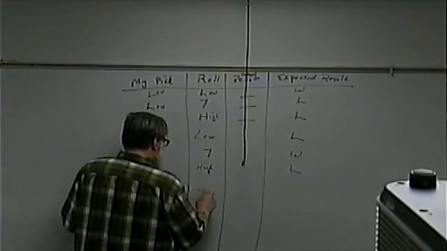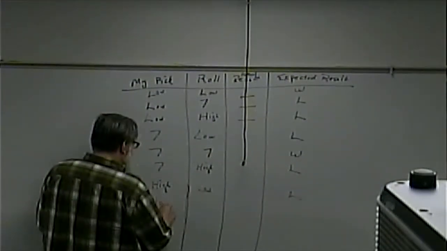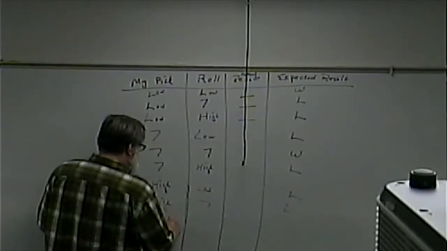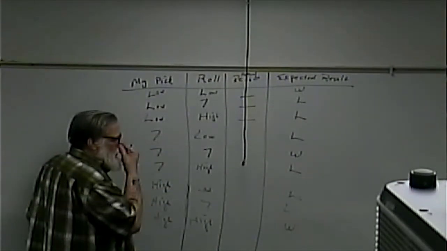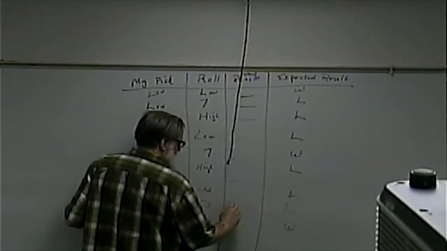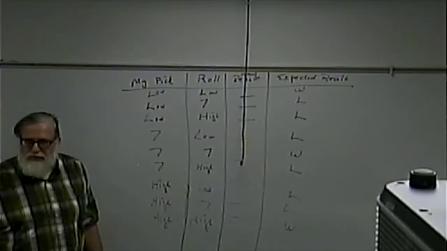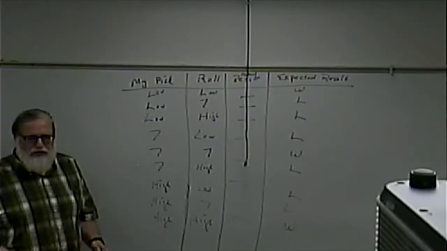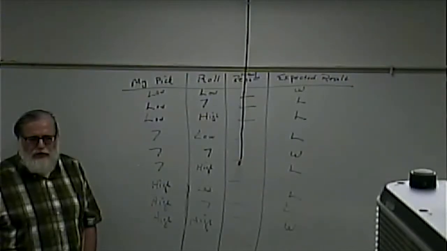If I pick high and there's low, I'd expect to lose. If I pick high and it's a 7, I'd expect to lose. If I pick high and it's high, I'd expect to win. So, do the results match up? If it matched up, then I could be pretty sure that it was correct. If it didn't match up, then I'd be pretty sure that there might be a problem.